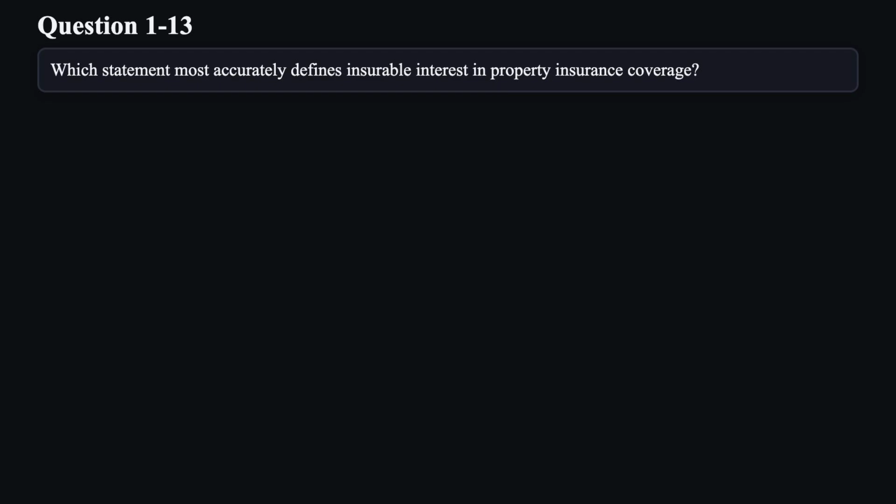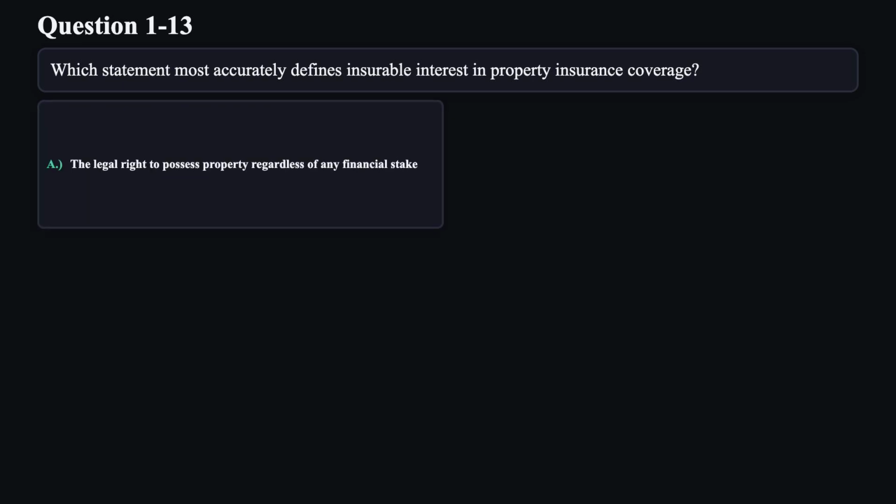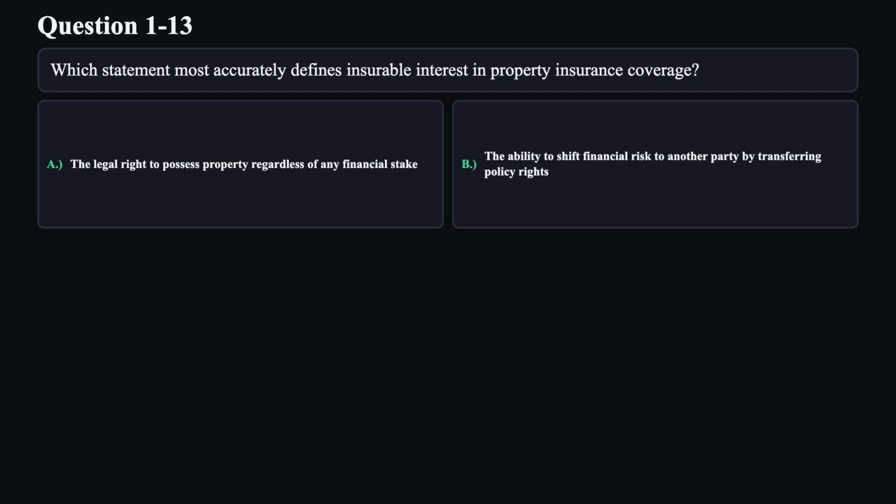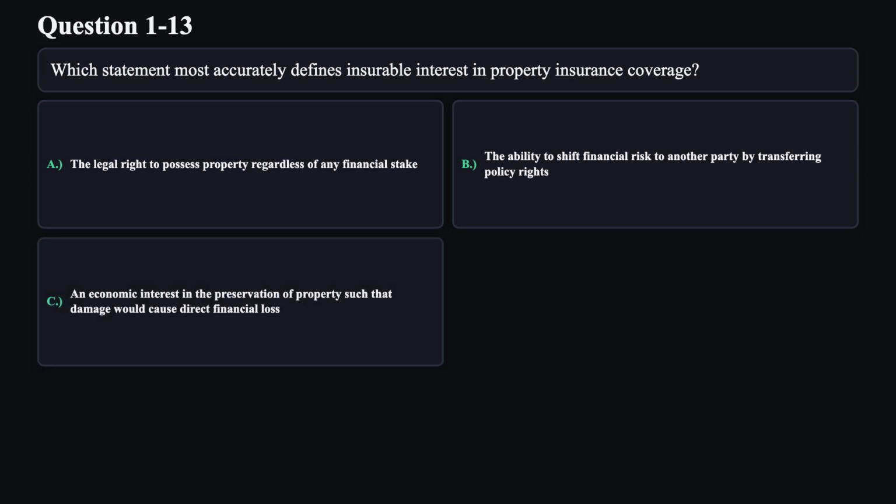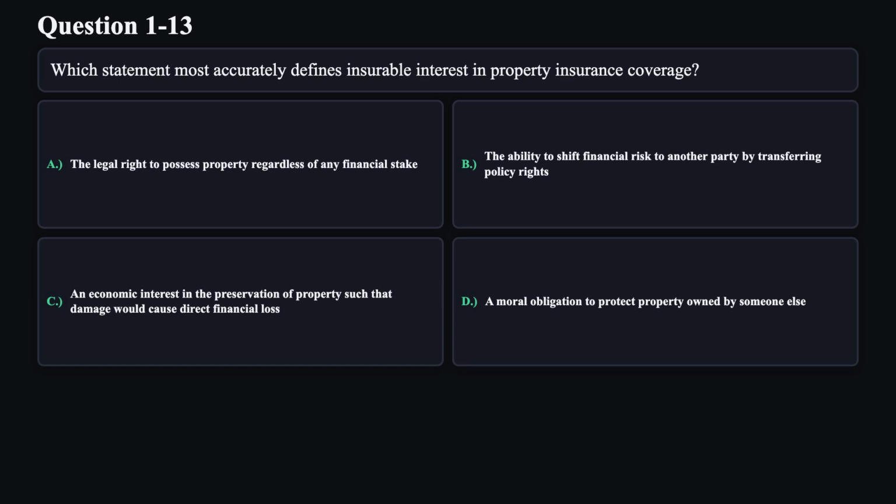Question 13. Which statement most accurately defines insurable interest in property insurance coverage? A. The legal right to possess property regardless of any financial stake. B. The ability to shift financial risk to another party by transferring policy rights. C. An economic interest in the preservation of property, such that damage would cause direct financial loss. D. A moral obligation to protect property owned by someone else.